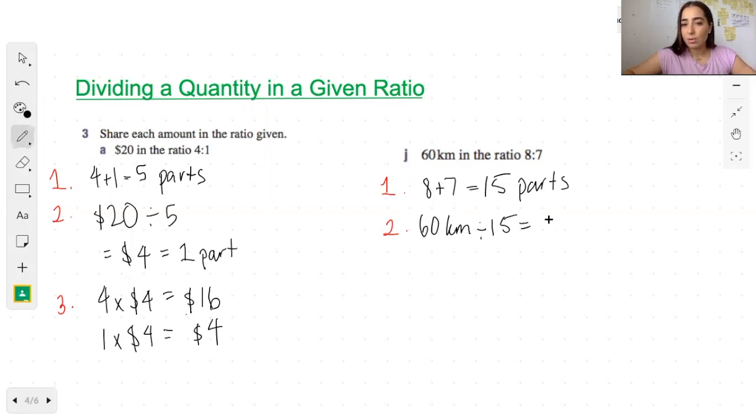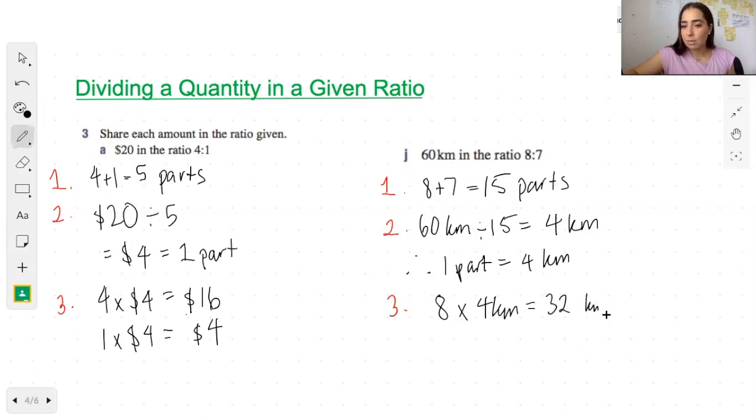So that gives you 4 kilometers. So therefore, 1 part equals 4 kilometers. Then step 3, we're going to multiply each of these numbers by the value of 1 part. So 8 times 4 kilometers gives you 32 kilometers, and 7 times 4 kilometers gives you 28 kilometers. So that is how you break up 60 kilometers into a ratio of 8:7, so it's 32 to 28 kilometers.